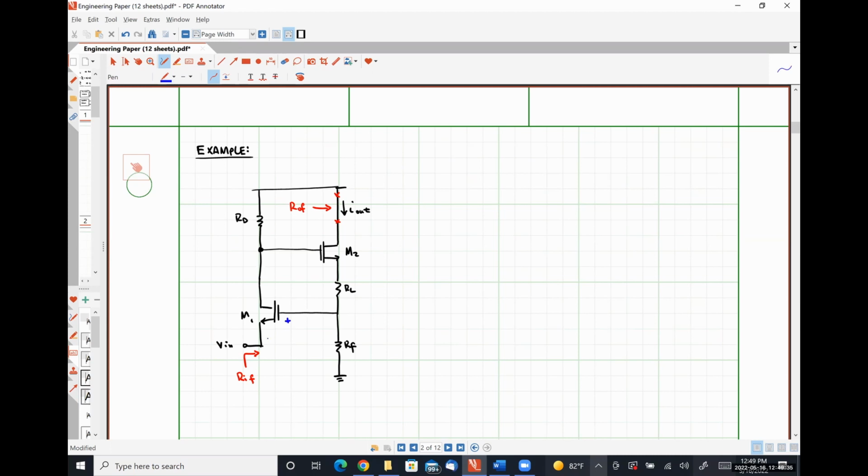This is our signal VI. This is our signal VF. This up here is VD.